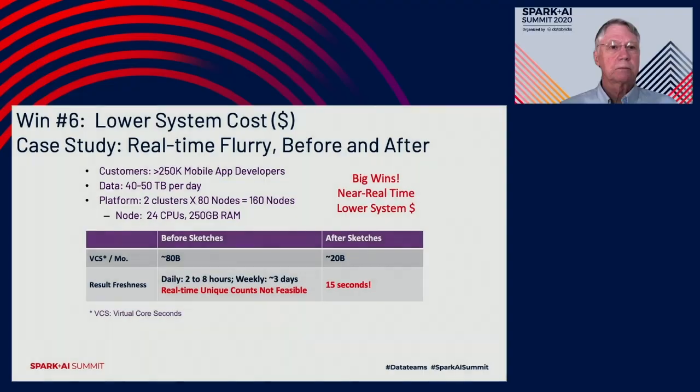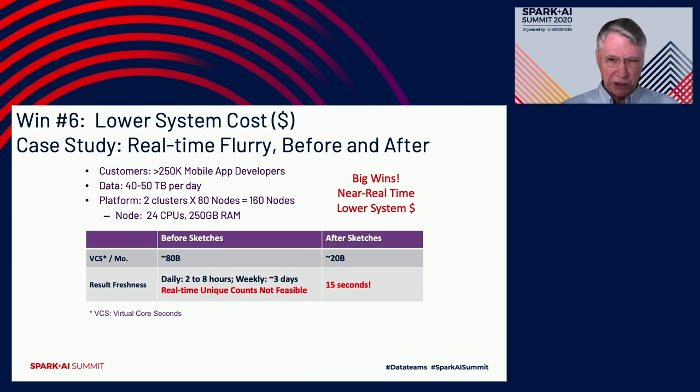The last major win is lower system cost, because the processing of these sketches is so much simpler than trying to do it brute force, that what you can see here is that the actual system compute cycles, which exactly translates into hardware costs, was a factor of 4 smaller.